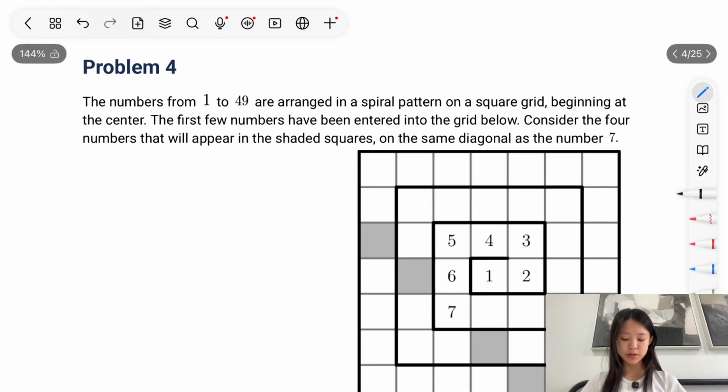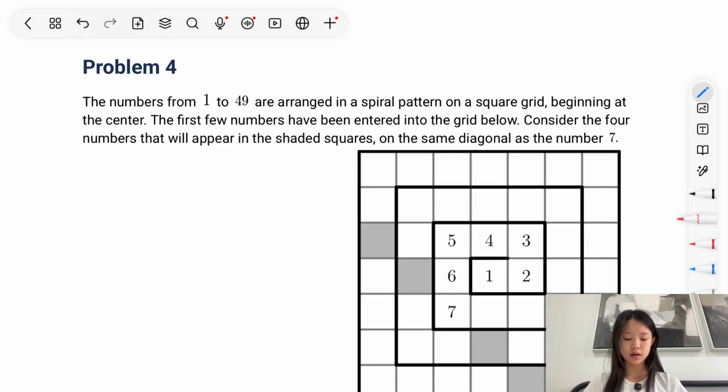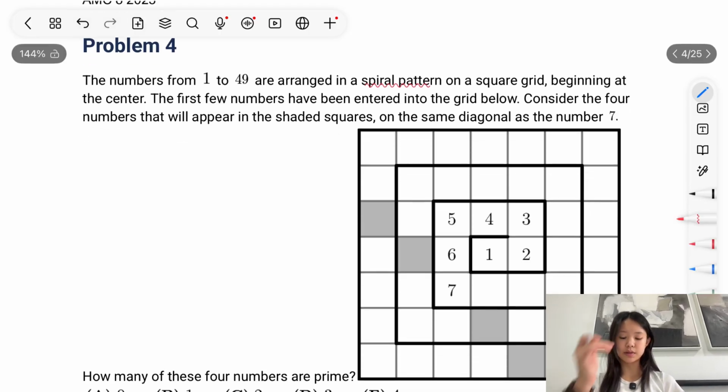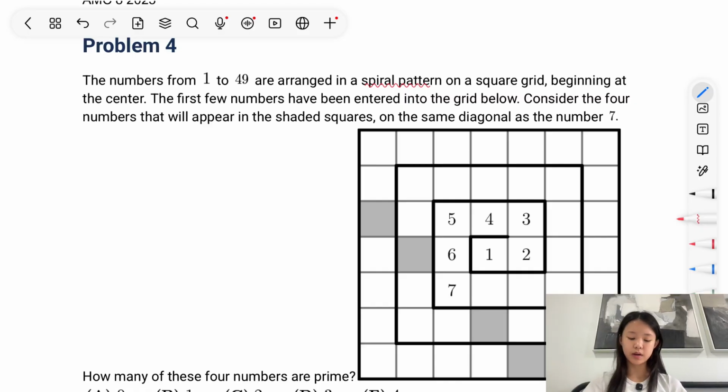Problem 4. The numbers from 1 to 49 are arranged in a spiral pattern, beginning at the center, and the first few numbers have already been entered into the grid below. How many of these shaded squares are prime numbers?